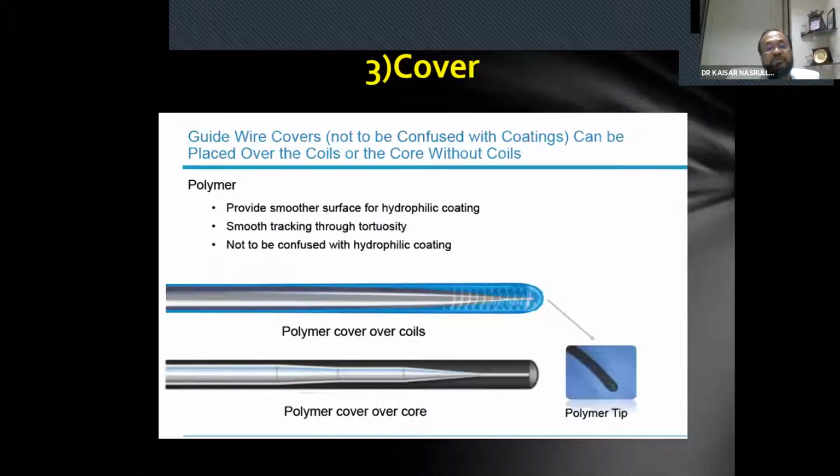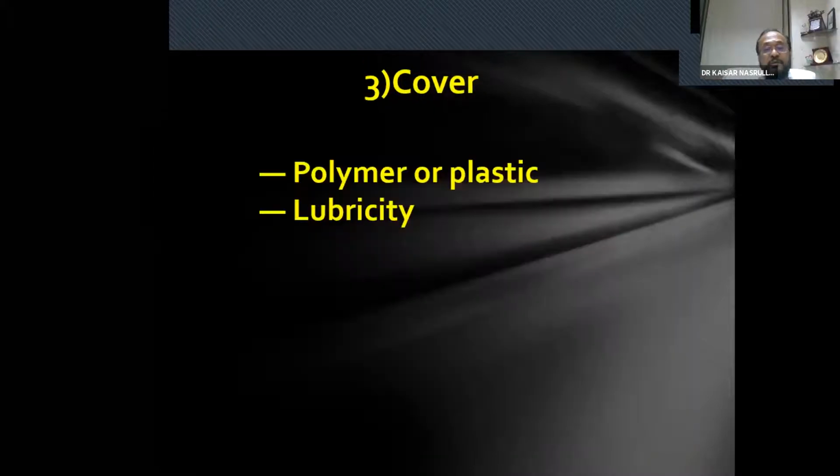Then comes the next component of the guide wire, which is called the cover. The cover could be polymer or plastic. It provides a smoother surface for giving the hydrophilic coating, and it also increases lubricity.